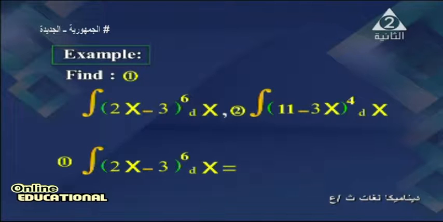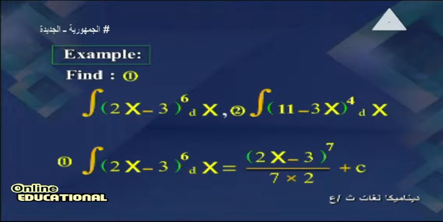Then we add 1 to the power. Then we get (2x - 3) to the power 7. And we divide it by the new power, which is 7, multiplied by the coefficient of x, or the derivative of the function inside the bracket. Then the integration of (2x - 3) to the power 6 dx equals (2x - 3) to the power 7 over 14 plus c.